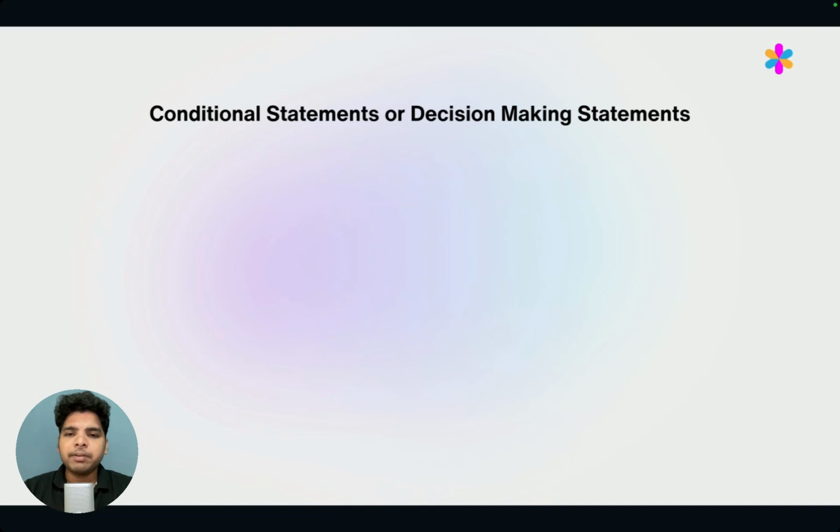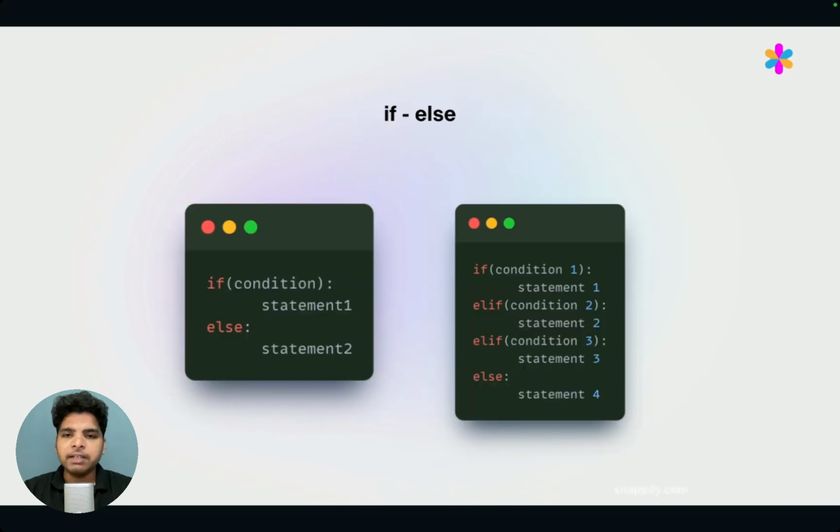Conditional statement means when there is a requirement to perform some task or operation based on some condition, then we use a conditional statement. For this in Python, we have the if-else statement. So what is the syntax of it? First, it will check for a condition, and if the condition is true, then the first statement will execute. Else, if the condition is false, then it will go to the else block and execute that statement.